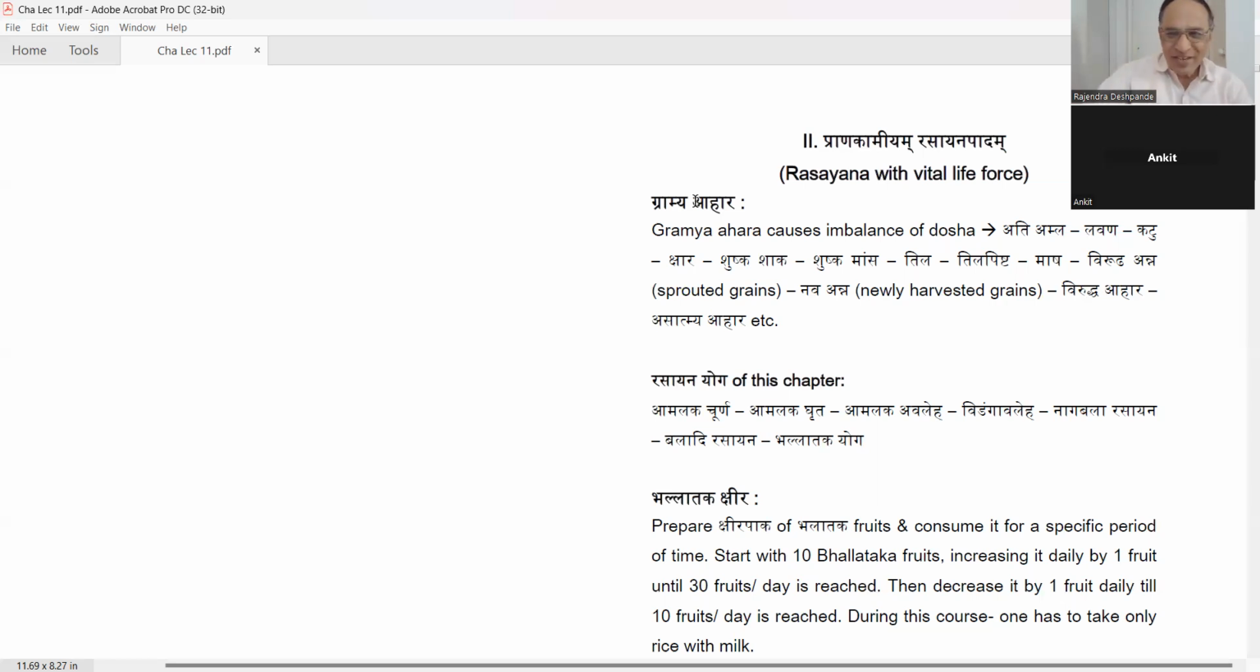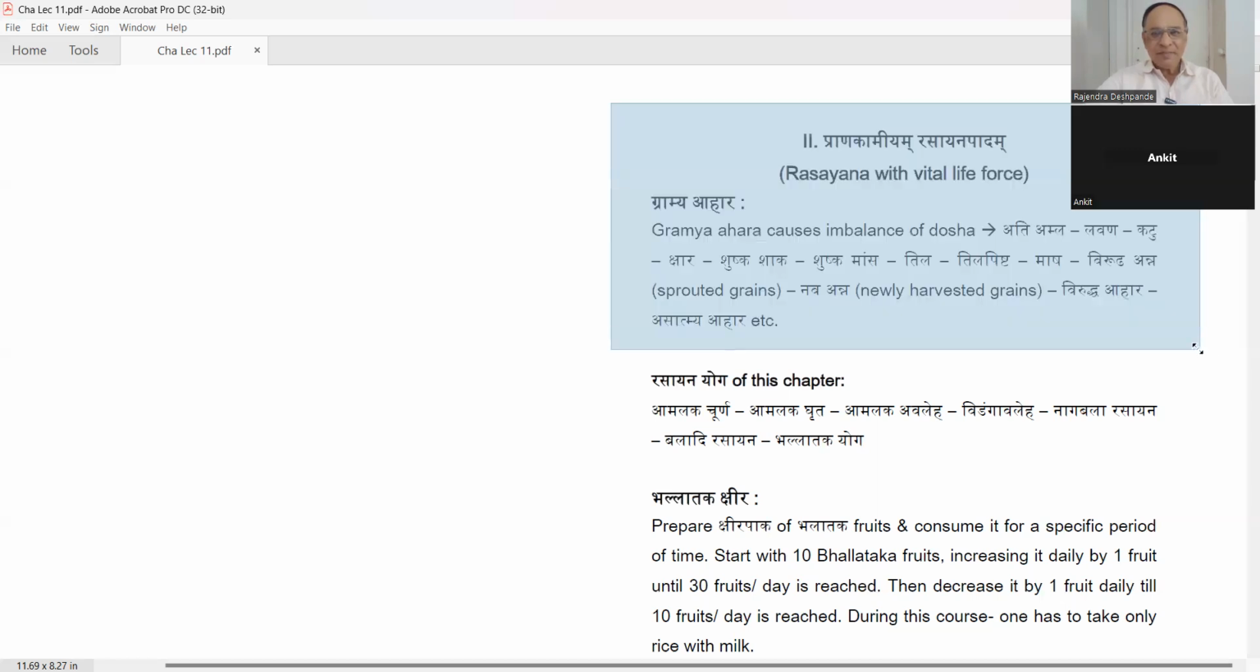Now you also have the screen in front of you. We will go step by step. Can you see here? Rasayana with life force, Prana. Prana is like energy in our body. Gramya ahara causes imbalance of dosha. What is this Gramya ahara?